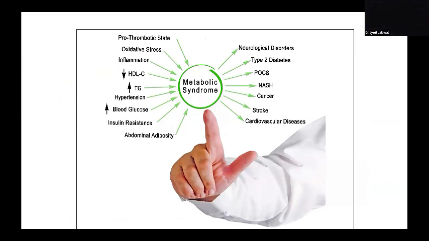So what is this metabolic syndrome? Basically, this metabolic syndrome has so many arms. It includes abdominal adiposity, insulin resistance. It causes raised blood glucose level. Then hypertension comes, dyslipidemia, resulting in increased triglyceride level and decreased good cholesterol. It all leads to inflammation, oxidative stress, and a pre-thrombotic state, which is very hazardous for all the systems of the body. And these all result in neurological disorders, type 2 diabetes mellitus, PCOS, non-alcoholic fatty liver disorders, cancer, stroke, and cardiovascular diseases.